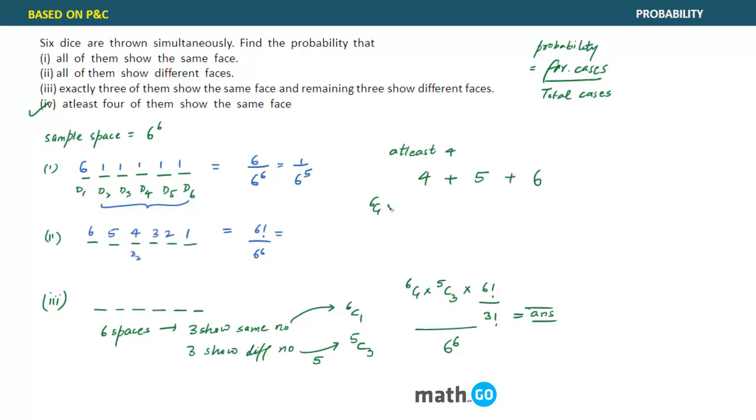So at least 4 will be what? Again 6C1 into, out of 5, you will just need to select 2. Then out of 6 factorial, 4 are repeated, so 6 factorial by 4 factorial. Plus for 5, what you will do? Out of 6C1 you will select the one which will be repeated 5 times. Then out of 5 you will just select 1 and then you will say 6 factorial by 5 factorial. And this is what? All of them are the same, which you have already done, that is 6. The whole thing divided by 6 raised to power 6. So this is the answer for the fourth part.